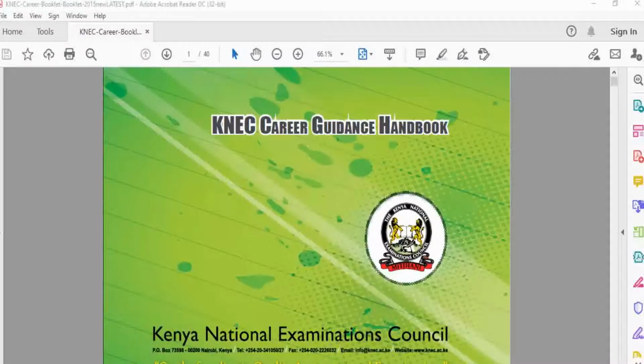From what we have said, we are going to concentrate on courses offered in TVET institutions. In TVET institutions, the examining body is the Kenya National Examinations Council, KNEC, which is the same examination body for primary and secondary schools. They have a career guidance book called the KNEC Career Guidance Handbook. There is also another career guidance handbook you can use in addition, the Co-op career guidance book, called the Essential Career Guide.